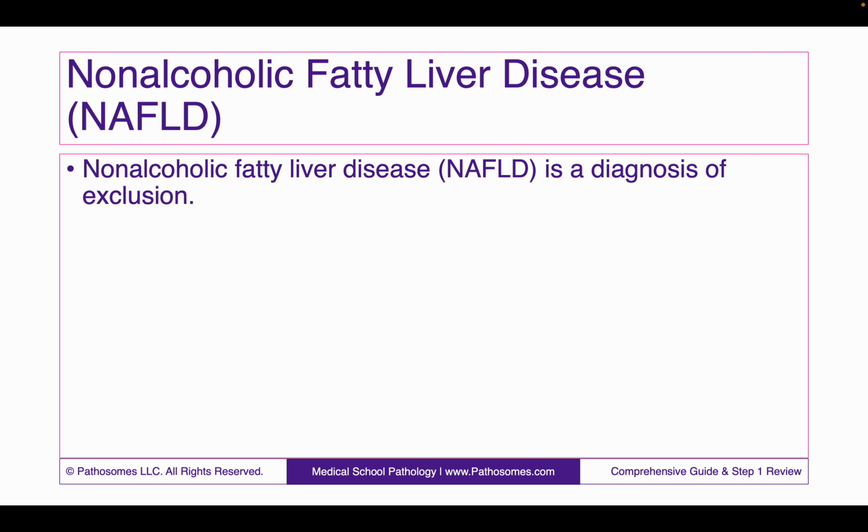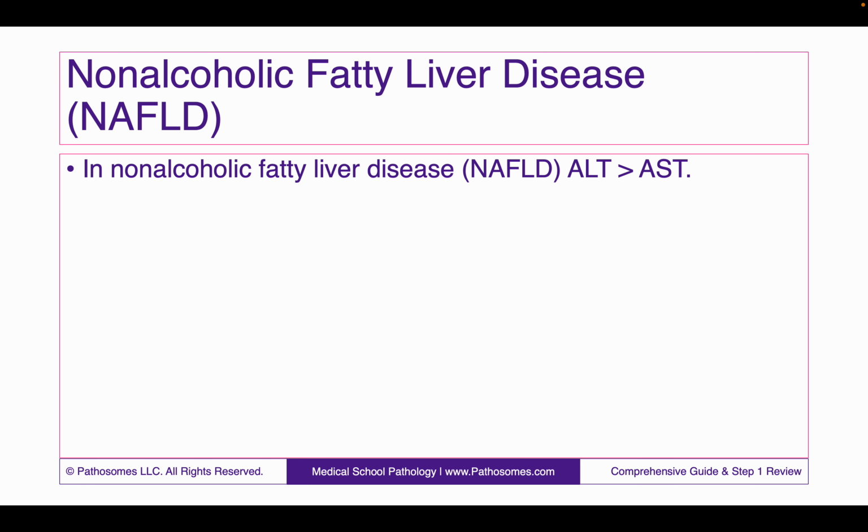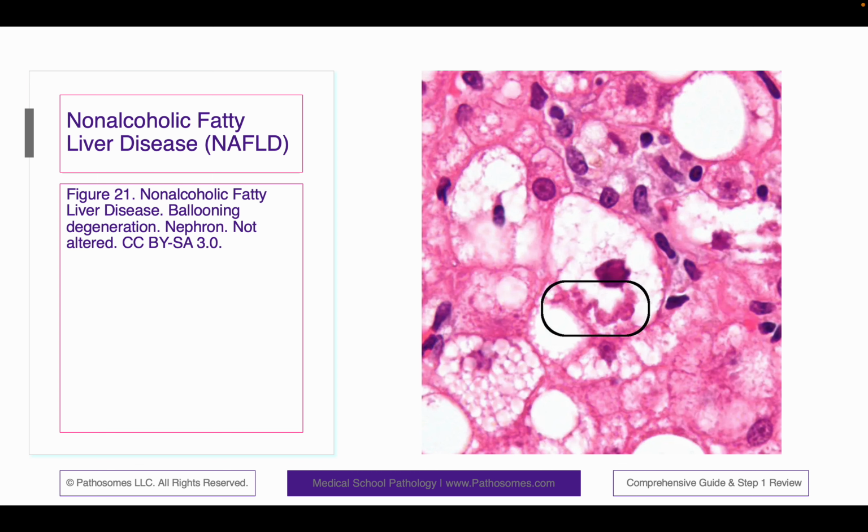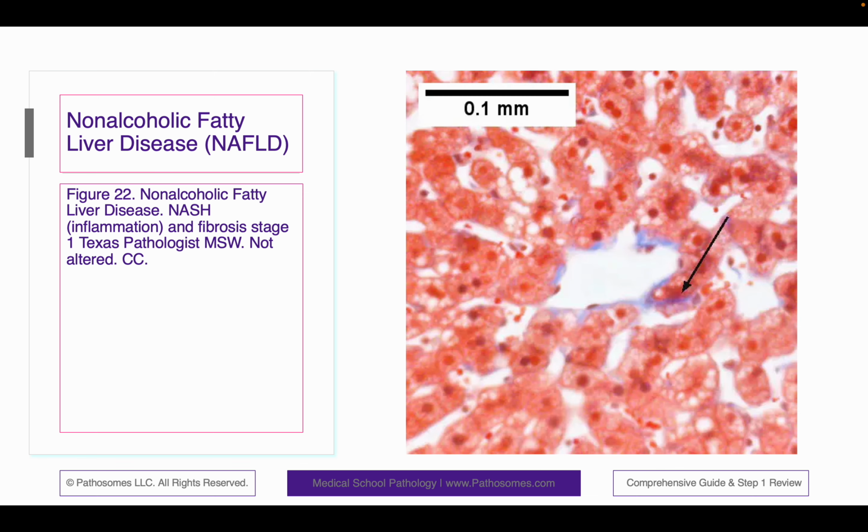Non-alcoholic fatty liver disease is a diagnosis of exclusion. In non-alcoholic fatty liver disease, the ALT is typically greater than AST, especially for examination purposes. You might notice some ballooning degeneration. You might also note some inflammation and even fibrosis occurring.